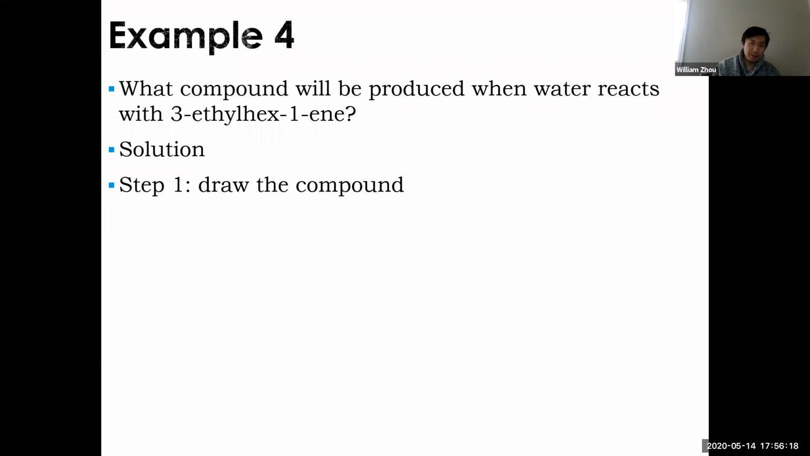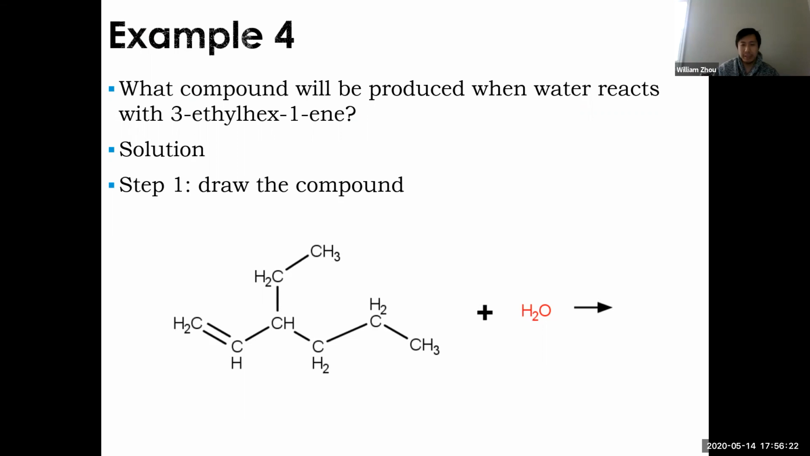Alrighty, so you have to draw the compound first. 3-ethyl-hex-1-ene looks like that. Now, keep in mind that in this one, I drew all the carbons and hydrogens because I wanted to show the Markovnikov rule. You don't have to have the carbons and the hydrogens. You could just draw the skeleton, but for the sake of learning, I included the hydrogens. So this is it. You need to add water to this. So water must be added across the double bond.